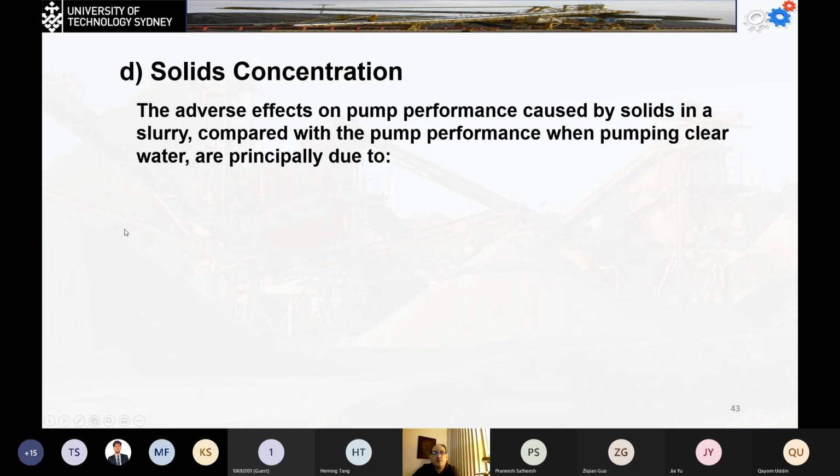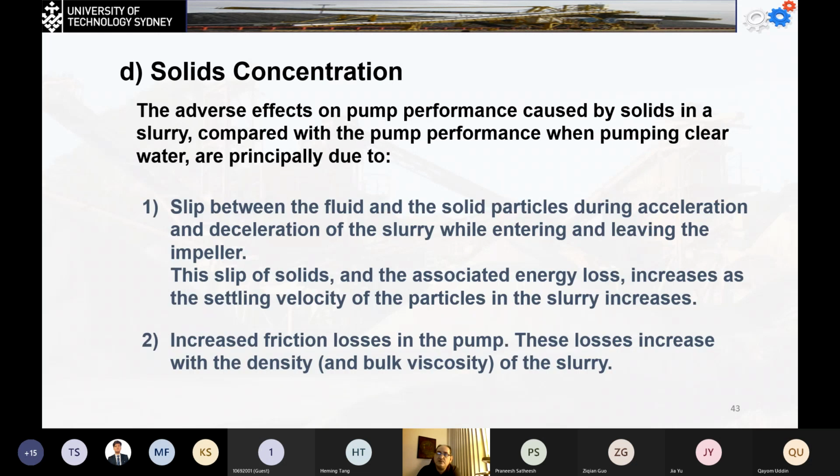Now, one other problem we have is going to be the solid concentration, where we're going to have the adverse effects on the pump performance caused by the solids in the slurry, compared with the pump performance when the pump is running on clear water. And principally, it's going to be due to first, slip between the fluid and the solid particles during the acceleration and the deceleration of the slurry while entering and leaving the impeller. And also, we're going to have increased friction losses in the pump, and these losses will increase with the density of the slurry. So higher slurry density is going to have more friction losses in that pump.